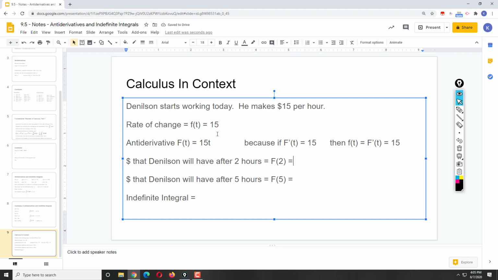How much money will Danielson have after 2 hours? He starts with nothing. So after 2 hours, he will have 15 times 2, which is $30. That is also equal to the antiderivative of f at t equals 2. Meanwhile, big F of 5 will be the money that Danielson will have after 5 hours. That will be 15 times 5 equals 75. And that's true because the antiderivative is always 15t, so we just plug in what t is. Meanwhile, the indefinite integral, what would that look like? That would be the integral of f of t dt, which is equal to the integral of 15 dt. That's it. That's it for this lesson.